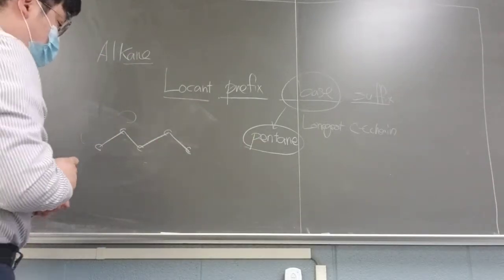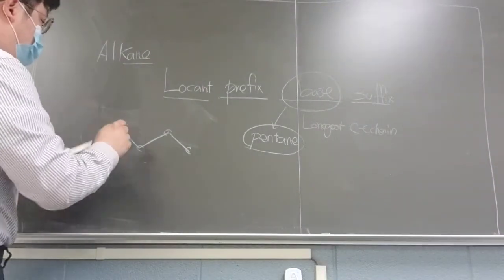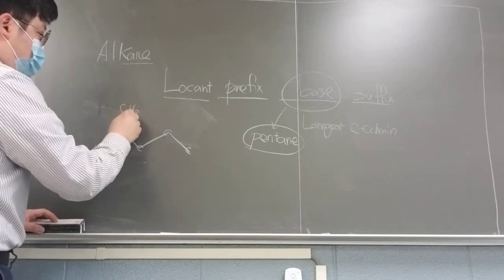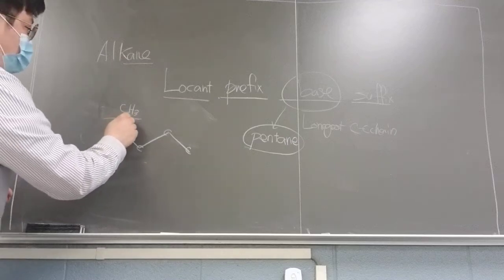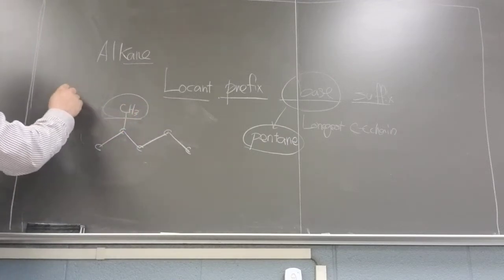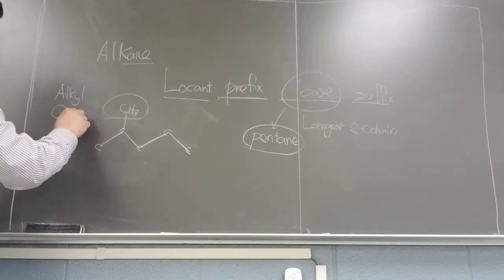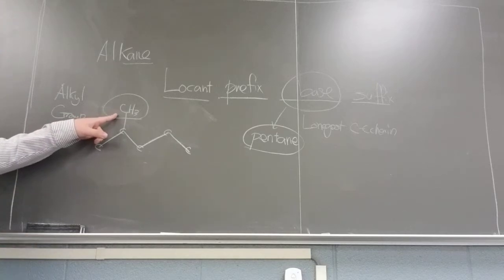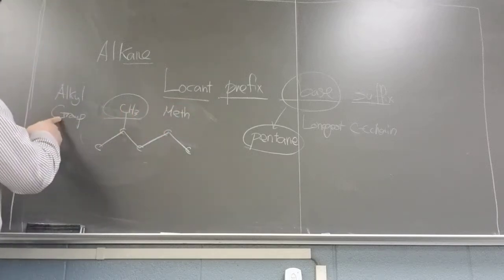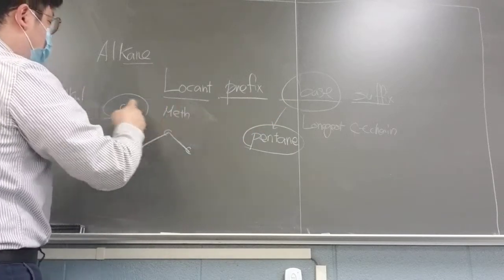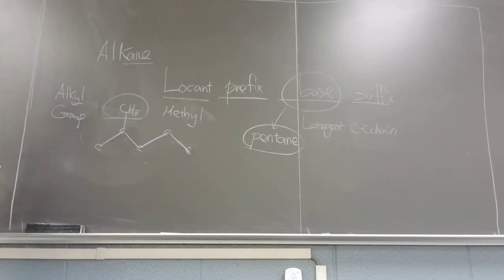And then we add, if we have some additional groups attached to maybe here, we put maybe CH3 over here. Then we consider this additional group as R cubed. What you need to do is count the number of carbons here, which is just 1. So it's meth. And then instead of putting A and E, we're going to put YL. So it will be methyl. So here's the methyl.